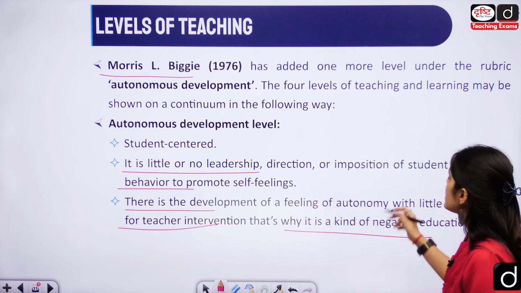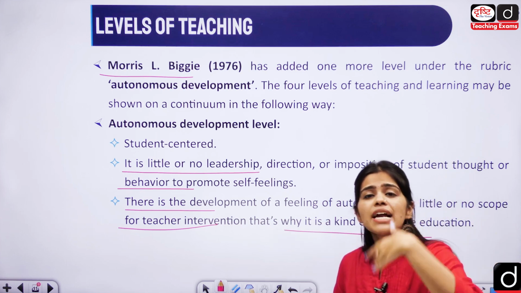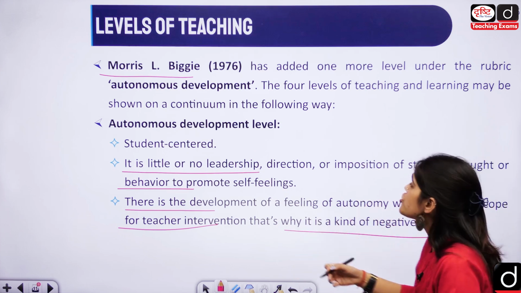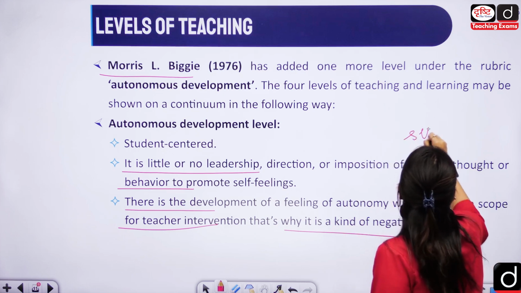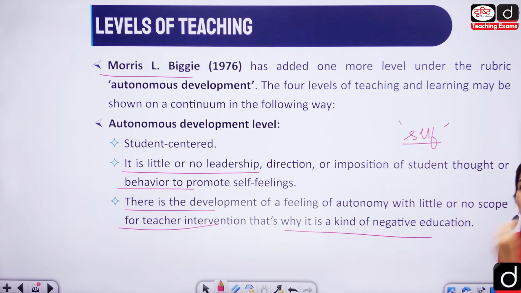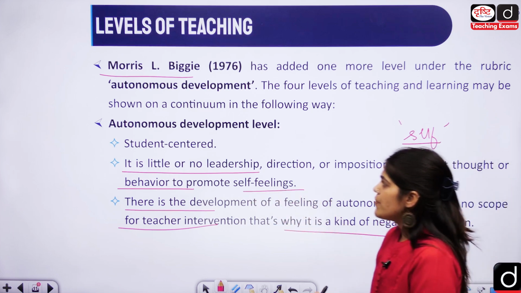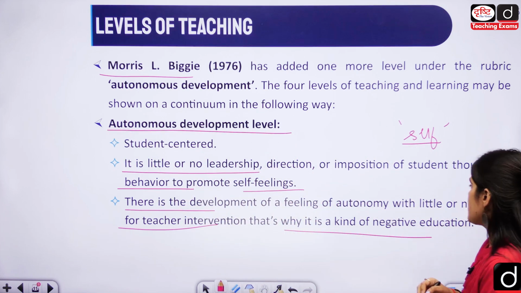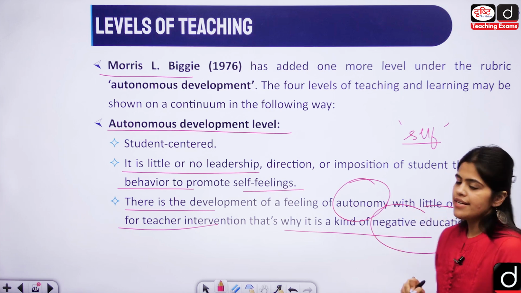But if you only think that your development is important and you can go forward and do things on your own, this means you are student-centered, you seek no leadership, and you say that self is more important. You say that what is important? Self becomes way more important. Self-feelings are promoted. Then you are at this level of development that is called the autonomous level of development, where autonomy is there, a feeling of autonomy, no intervention of teacher, hence it is called negative education.